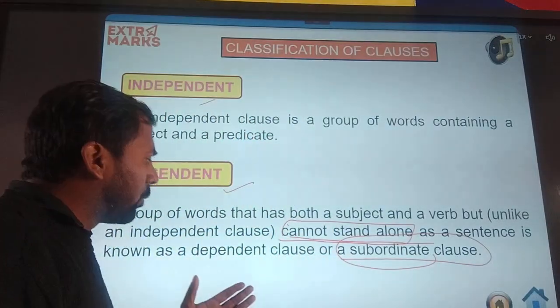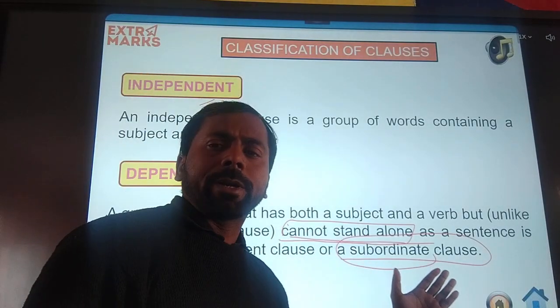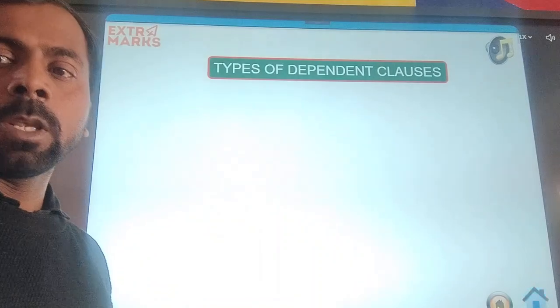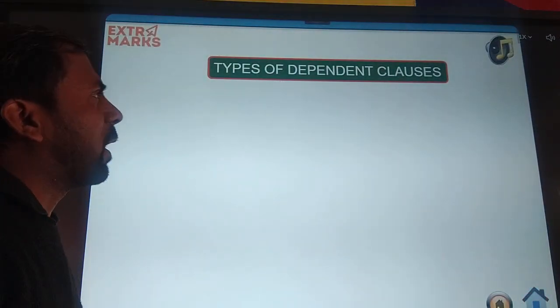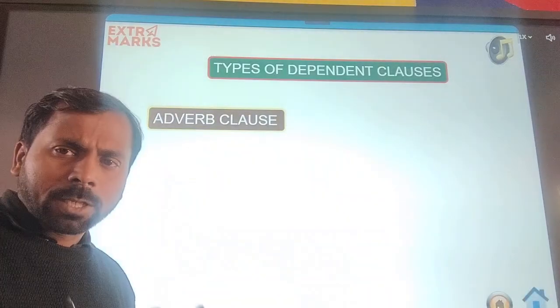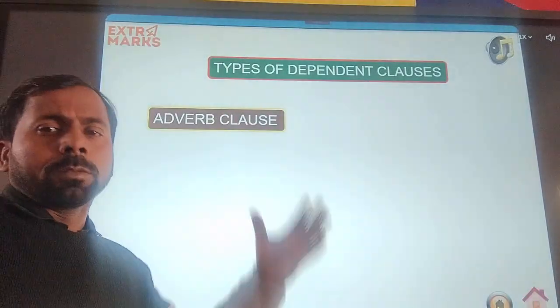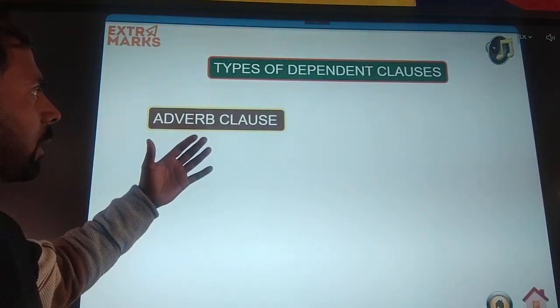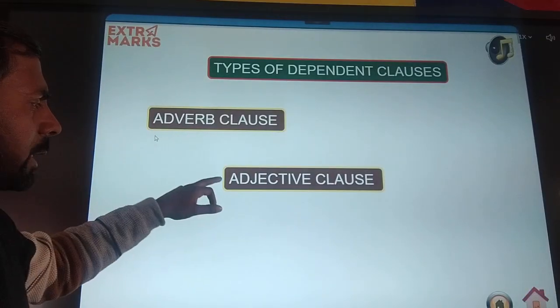I already told you that a dependent clause is also known as a subordinate clause. Now we study next the types of dependent clause. Dependent means a clause that cannot stand alone. The varieties of the dependent clause are adverb clause and adjective clause.